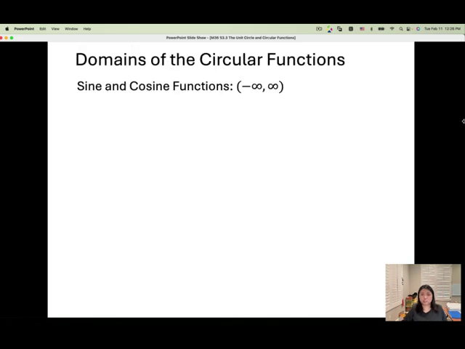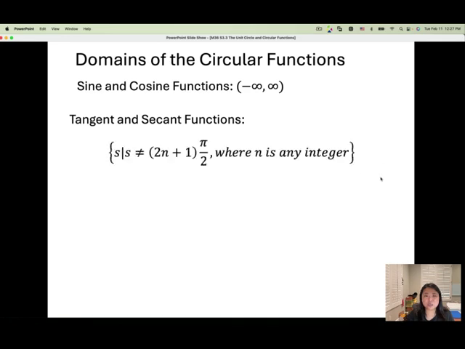Domains of the circular functions, sine and cosine functions: from negative infinity to positive infinity. We don't have any restriction for the domain in here. But how about tangent and secant functions? We do have the domain: s cannot be equal to (2n plus 1) times pi over 2, where n is an integer. So think about it. Let's say n is equal to 0. So s cannot be equal to pi over 2. Okay, s cannot be equal to pi over 2.